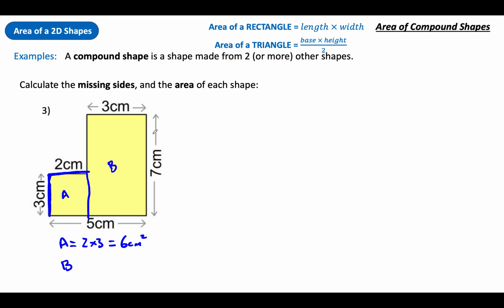And then B, let's have a look at this one. Again, I want the full width, which is 3. And the full length or height, whatever you want to call it. So an L shape that completely encompasses B, because it's all the way along that side of B, all the way along that side of B. So 3 times 7 is 21 centimeters squared. Add those two together. 27 centimeters squared is the total area of my shape.